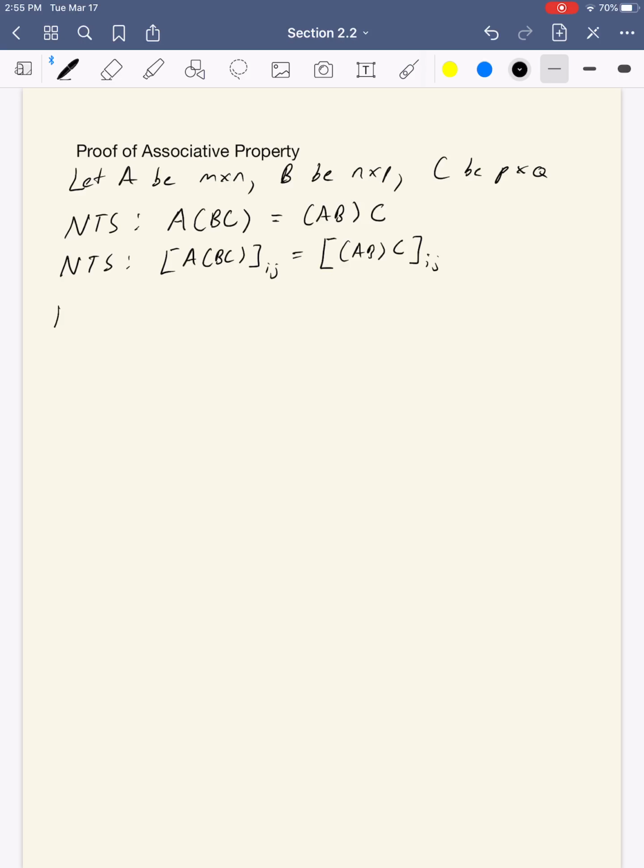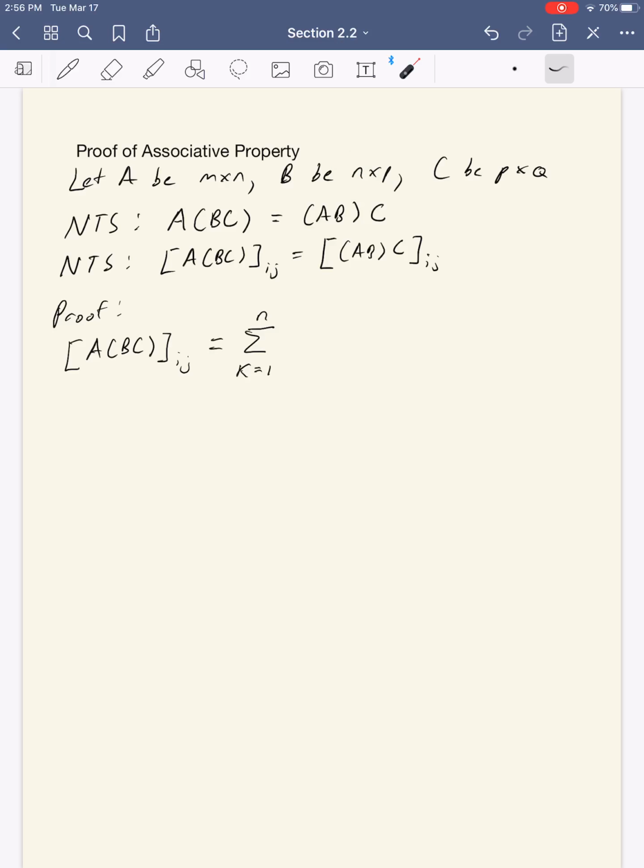Okay, so let's go ahead and see the proof of this. So we're going to start from the left-hand side here, and we're just going to work our way as a direct proof over to the right-hand side. So let's start by taking a look at what we can say about the elements of this guy. Well, this is a multiplication. It's a multiplication of A and the elements of this guy. So let's use the definition of matrix multiplication. We can say that this is the sum from k equals 1 to n. How do we know to n? Well, we know that A is m by n here, and we know that that BC will technically be n by q.